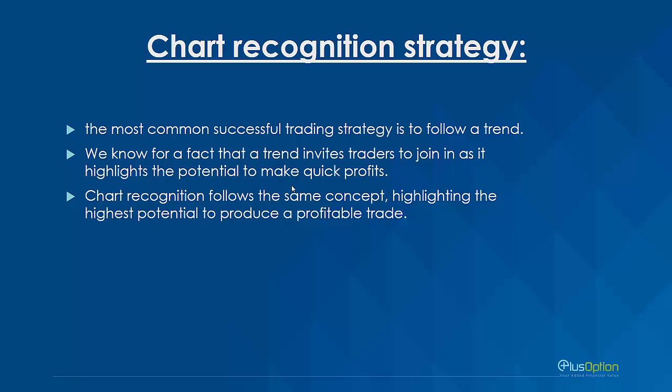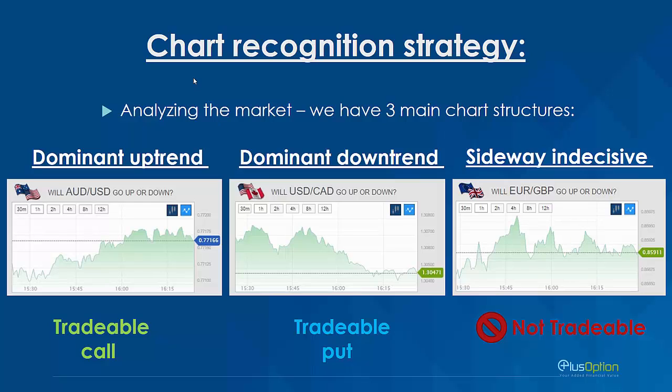I'm saying surf because when we're analyzing the market, we usually refer to it as waves, climbing or dropping, or surfing with the waves. Chart recognition follows the same concept, highlighting the highest potential to produce a profitable trade. Let's move forward and see what it actually is. It's very easy to apply because it's very logical. Under the chart recognition concept, we have 3 ways to analyze the market, 3 main chart structures. The first is a dominant uptrend, the second is a dominant downtrend, and the third is a sideways indecisive movement.